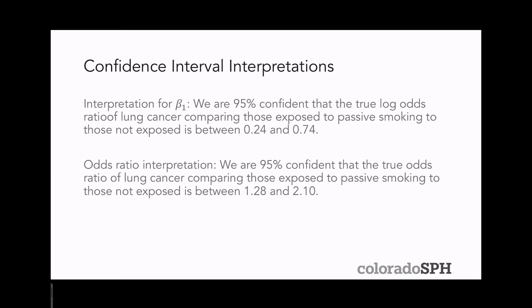So for the log odds ratio for beta 1, we would say that we're 95% confident that the true log odds ratio of lung cancer comparing those exposed to passive smoking to those not exposed is between 0.24 and 0.74. And for the odds ratio confidence interval, we would say we're 95% confident that the true odds ratio of lung cancer comparing those exposed to passive smoking to those not exposed is between 1.28 and 2.1.